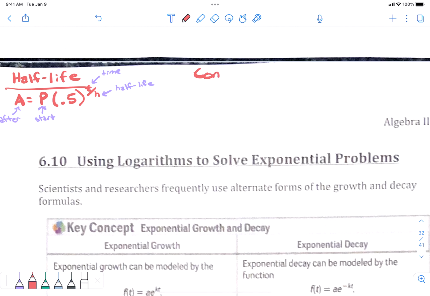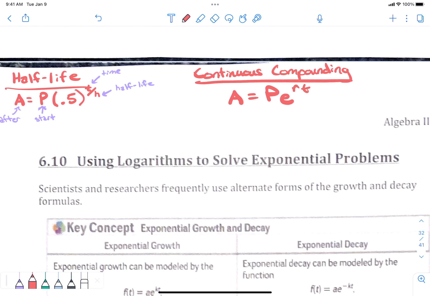I'll do continuous compounding. You've seen this equation before. Continuous compounding: A equals P e to the RT power. I call it PERT. All my trig kids call it PERT. We just got into this. P e to the RT power.